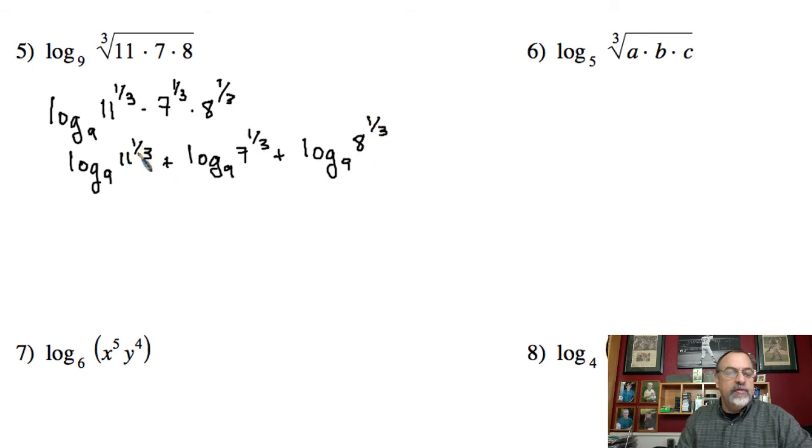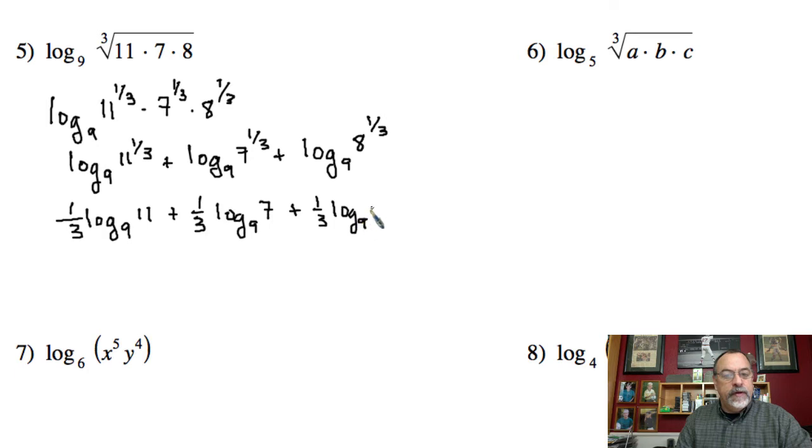Now these all have another power, an exponent being raised to a power, so the 1/3 can be moved in the front. So 1/3 log base 9 of 11, plus 1/3 log base 9 of 7 plus 1/3 log base 9 of 8. And so this would be the expanded form. And you can see that in a couple of different ways, but we'll just leave it in that form.